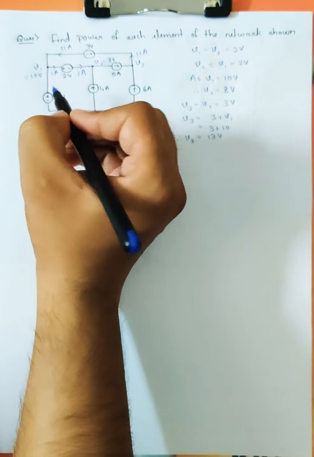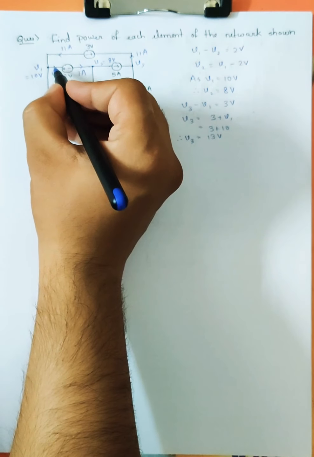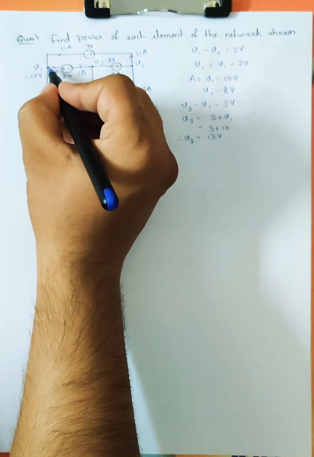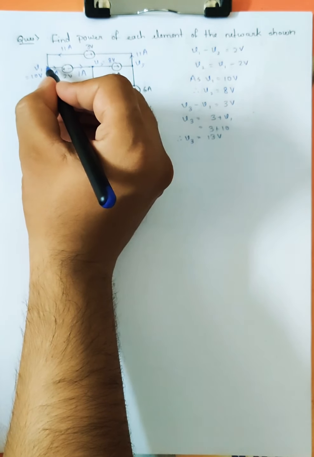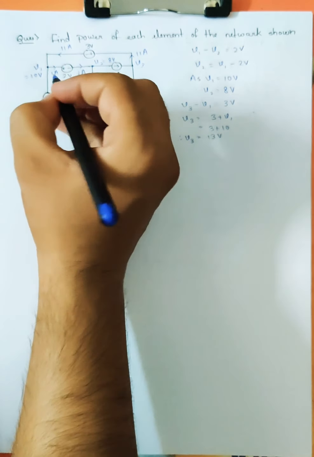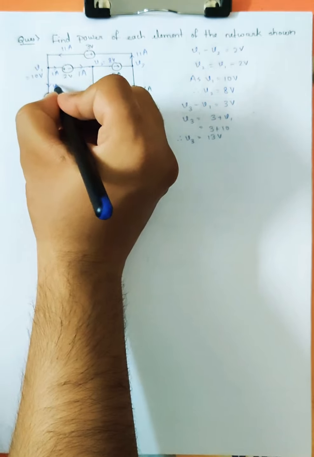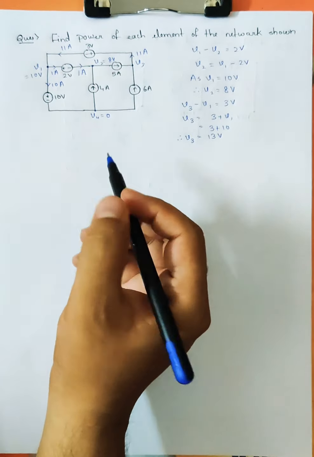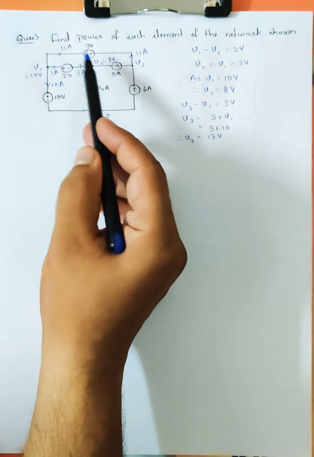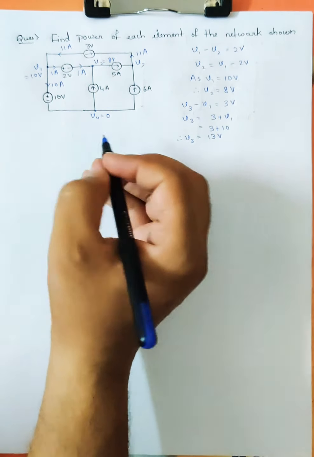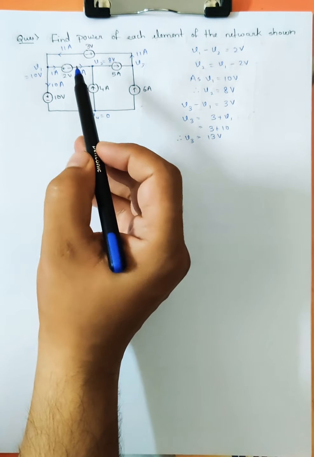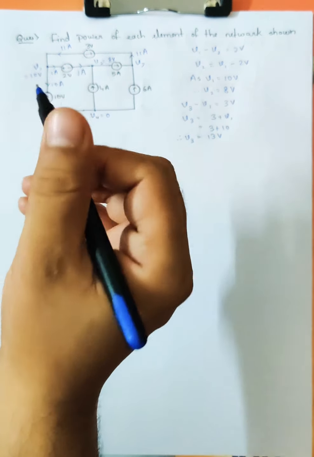Now we will take this branch. As the current going away from the node is 1 ampere and coming towards the node is 11 ampere, the remaining 10 ampere current will come in this branch. Now we have got all the currents in all the branches and all the voltages at all the nodes. Now we'll calculate the power of each element one by one.